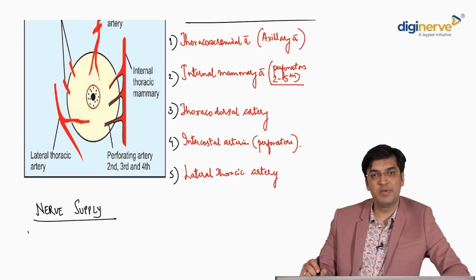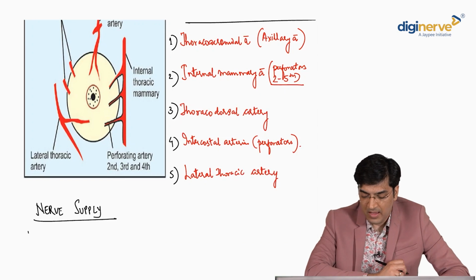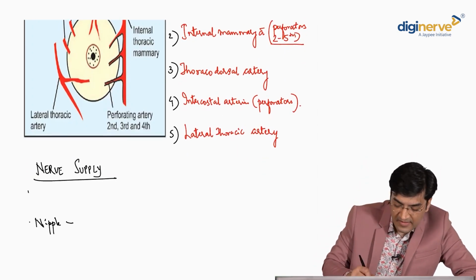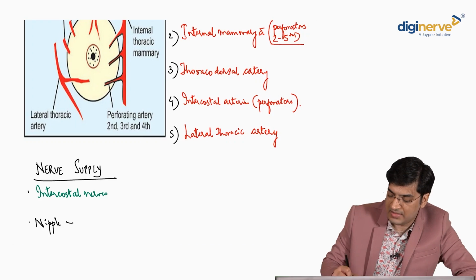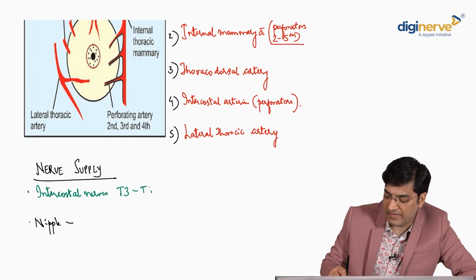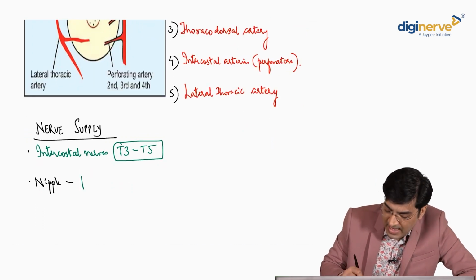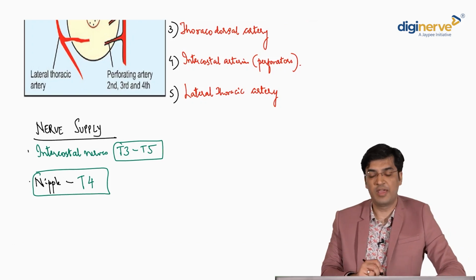You just need to remember the names here. The details have already been discussed with you in the anatomy modules, okay? Alright, now moving on to the nerve supply. Nerve supply is from the intercostal nerves. Which ones? T3 to T5. And nipple, as you remember, is supplied by T4, okay?